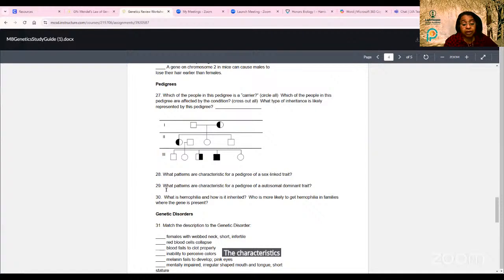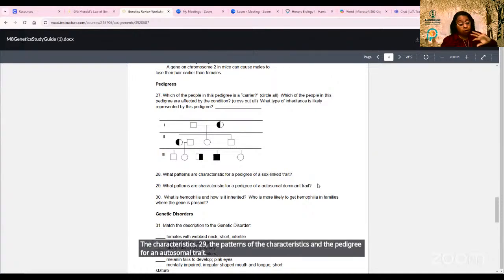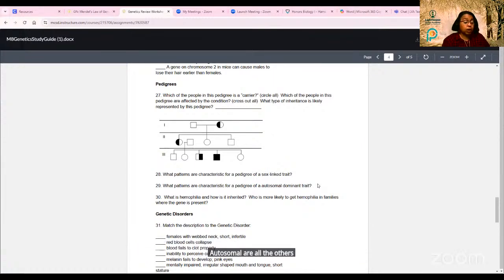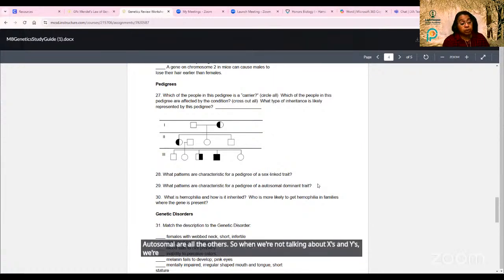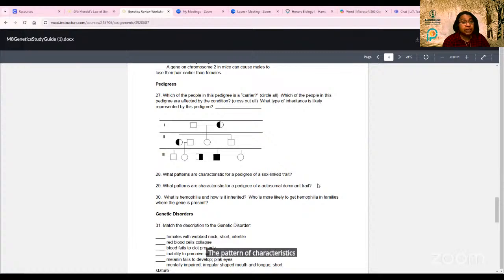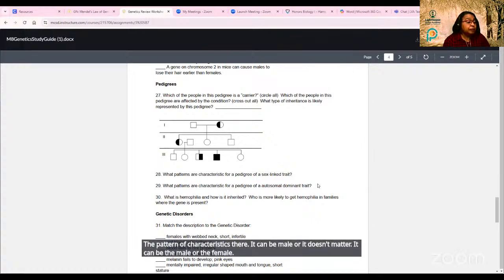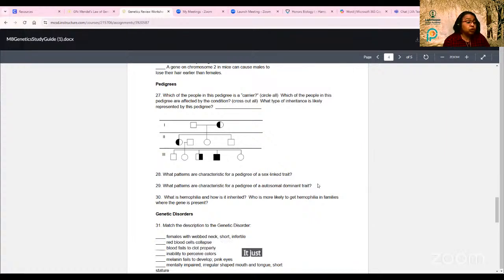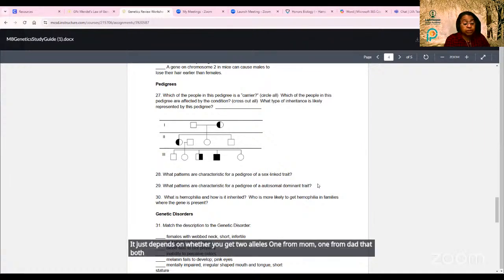Number 29, the patterns of the characteristics in the pedigree for an autosomal trait. Autosomal are all the others. So we're not talking about X's and Y's, we're talking about all the other 22 pairs of chromosomes. The pattern of characteristics there, it doesn't matter. It can be either the male or the female. It just depends on whether you get two alleles, one from mom, one from dad, that both have the dominant or recessive trait on it.